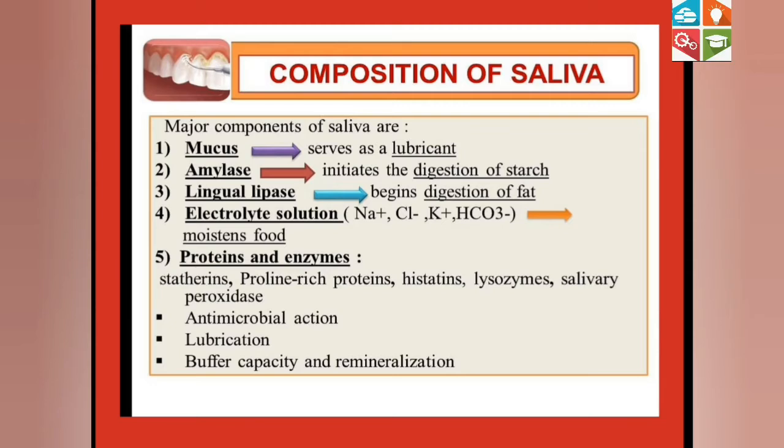Then the saliva consists of a very important thing called salivary amylase. This enzyme initiates the digestion of starch, so in the mouth itself, the digestion of starch starts. Apart from that, there is lingual lipase, which helps in the digestion of fats. Then you have electrolytes, that is sodium, potassium, bicarbonates, and all help in moistening the food.